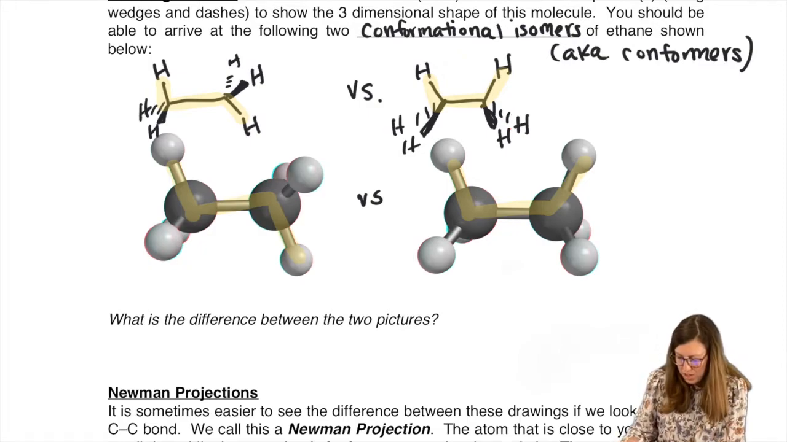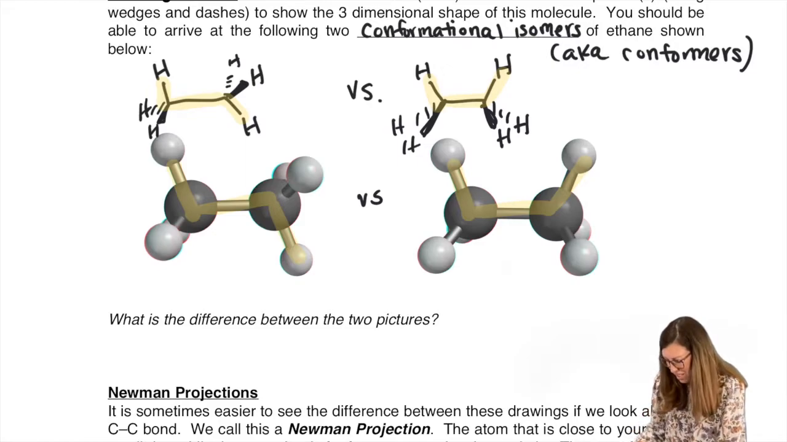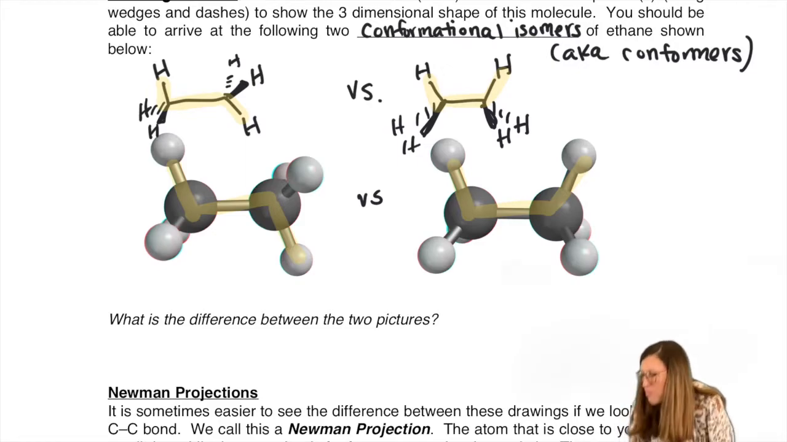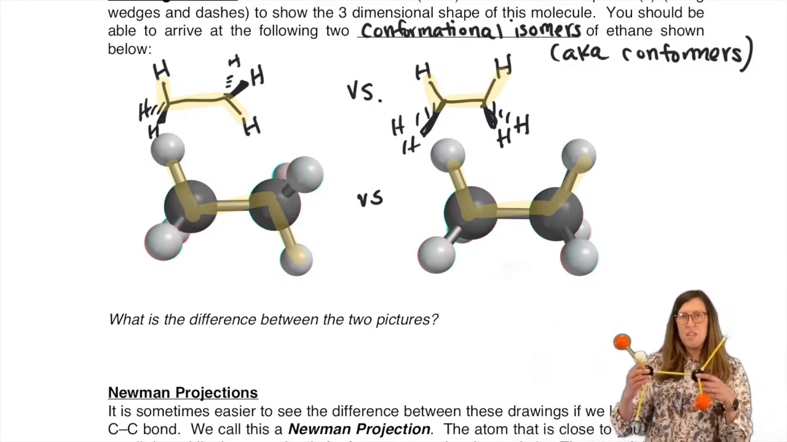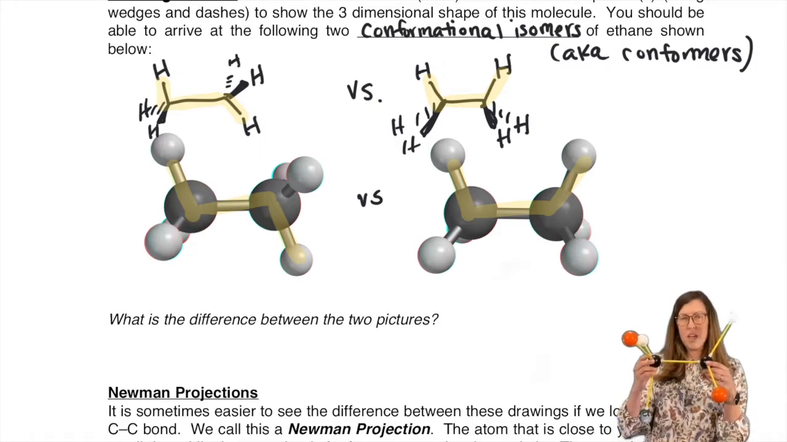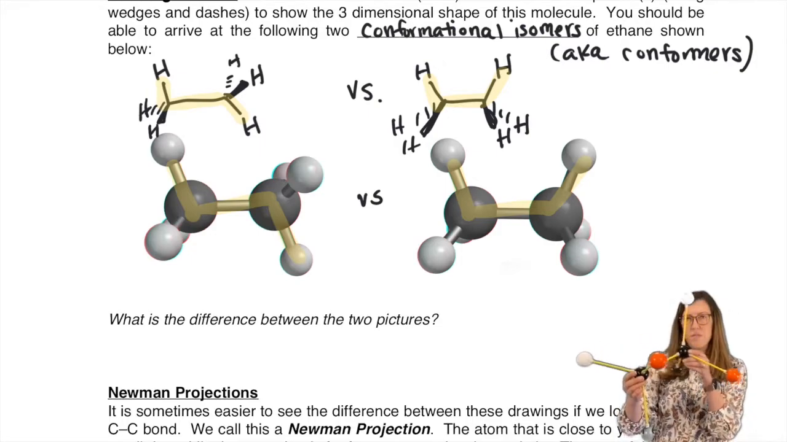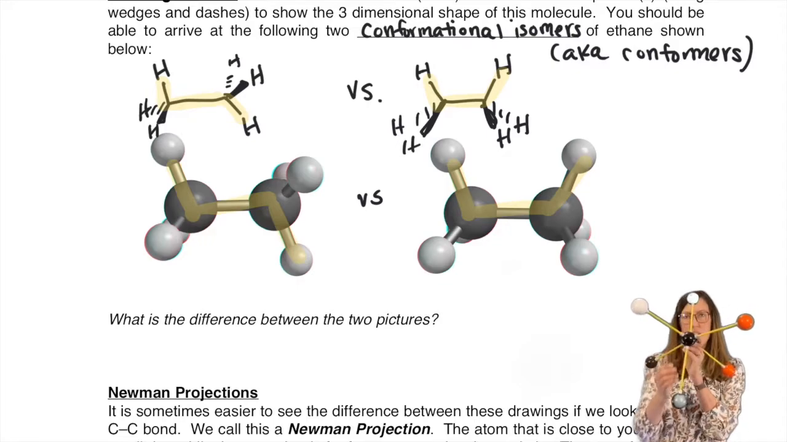So what we could actually do is see this alignment more easily from a different perspective. So getting my model back, and you'll do this with your model, take your ethane model that you've had side to side, turn one of the carbons towards you, and look how different that looks.